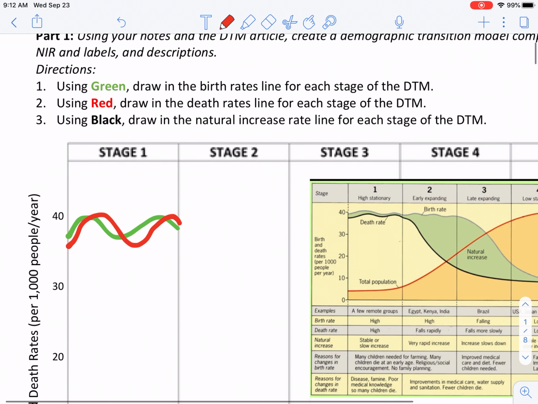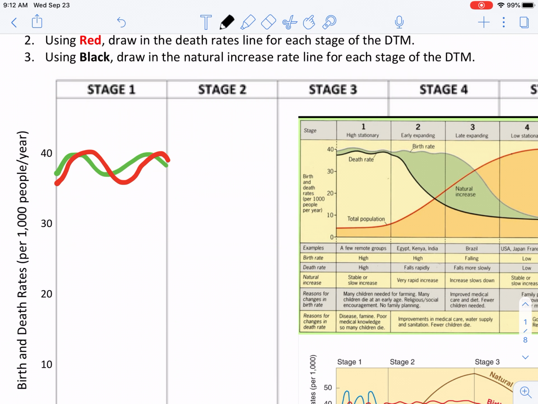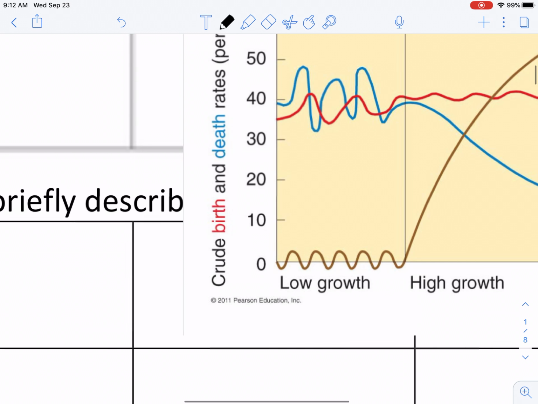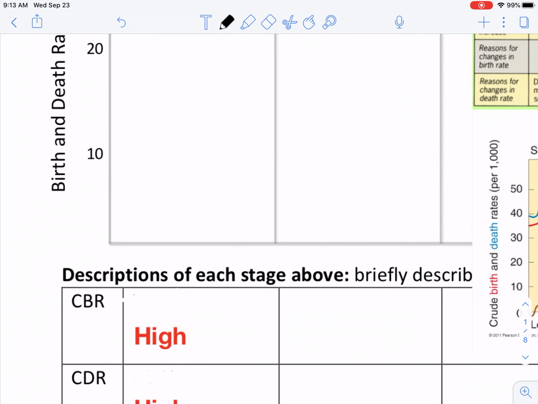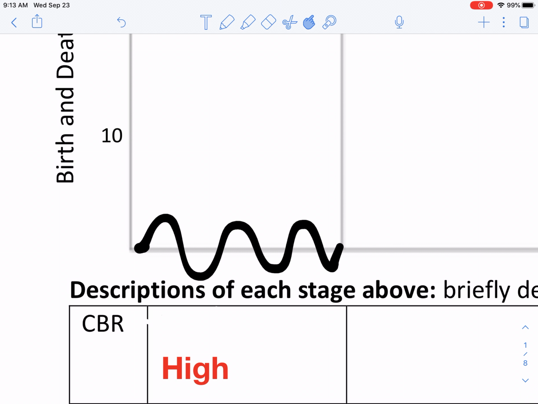And the third part is the natural increase rate. That's when we take the crude birth rate and we subtract the death rate from it. Well, if they're both close to each other, then when you subtract one from the other, it should be pretty close to 0. So that's what we want to recreate. Close to 0. Oops. Try that again. Hit the wrong button. There we go.